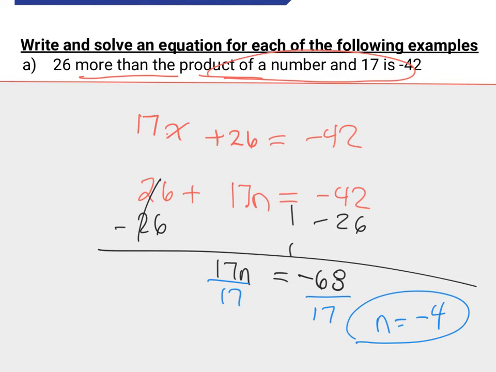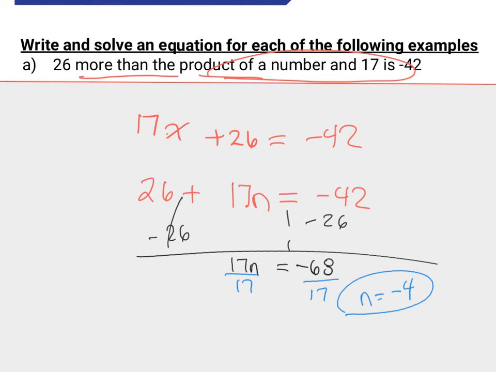So, 2 parts. Part 1, translate words into an equation. Part 2 is to actually solve. Now you guys try.